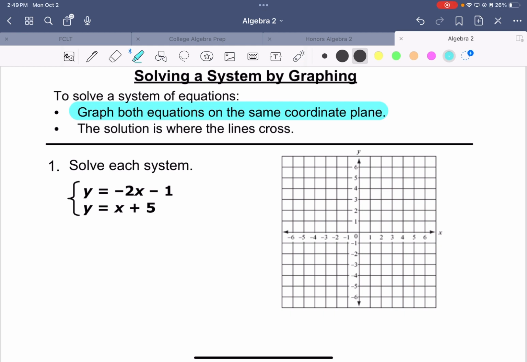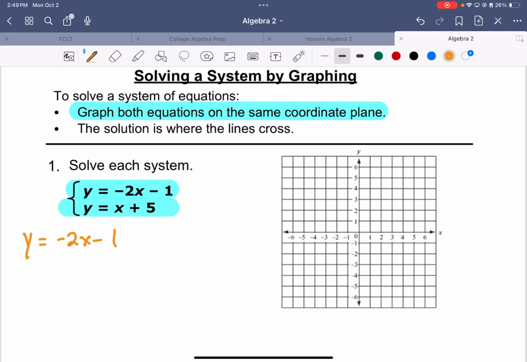So we have 2 equations here. We have y is equal to negative 2x minus 1, and we have the equation y is equal to x plus 5. Those are our 2 equations. That's our system. So the first thing I'm going to do is graph them. I'm going to start out by graphing y is equal to negative 2x minus 1.